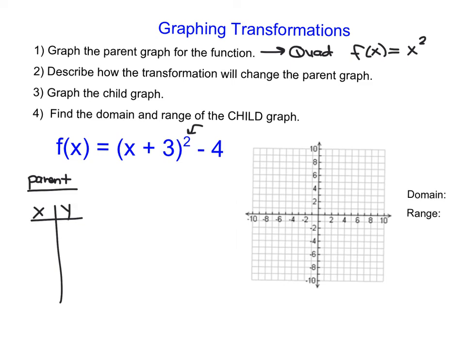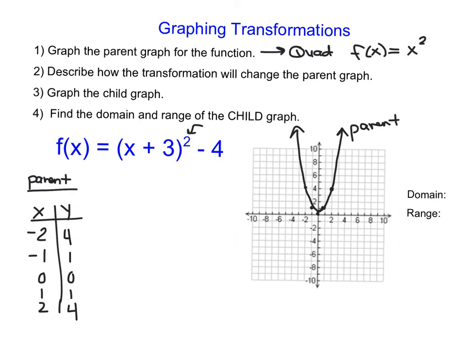And if I look back at my parent function notes, I notice that in order to create this graph, I have x values of -2, -1, 0, 1, and 2. And then for the y values, I have 4, 1, 0, 1, 4. So I go over and I plot my parent graph here, so I can see that U is starting, and then we go up there. So this black one here, remember, is my parent graph. So I've graphed my parent graph. I'm done with that first step.